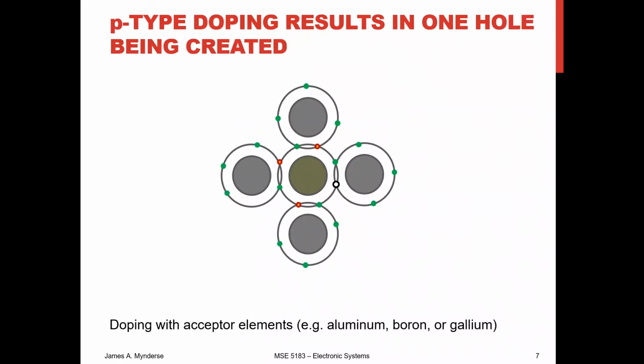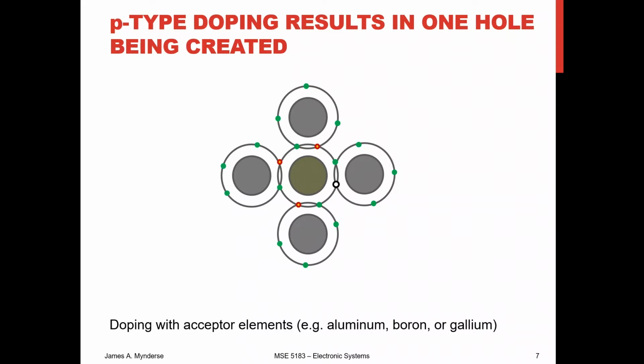Alternatively, we can have P-type doping, where we have doped with an acceptor element like aluminum, boron, or gallium. And now we've got a hole. So we're short on electron. So we've got this hole moving around. And so I think you can see with the N and the P that we're talking about negative and positive additional charge moving around. So we can create N-type and we can create P-type materials.